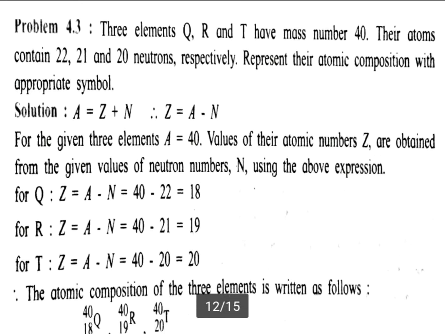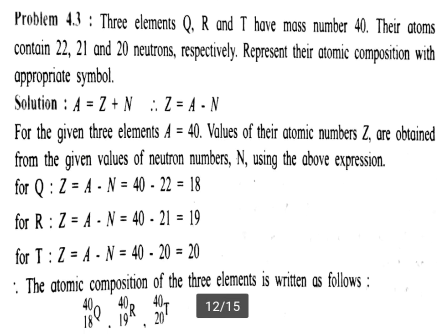Next problem. Three elements Q, R and T have mass number 40. Their atoms contain 22, 21 and 20 neutrons respectively. Represent their atomic composition with appropriate symbol. So here mass number of 3 elements are given, number of neutrons are also given. The question is, you have to show these 3 elements with atomic composition with appropriate symbol.